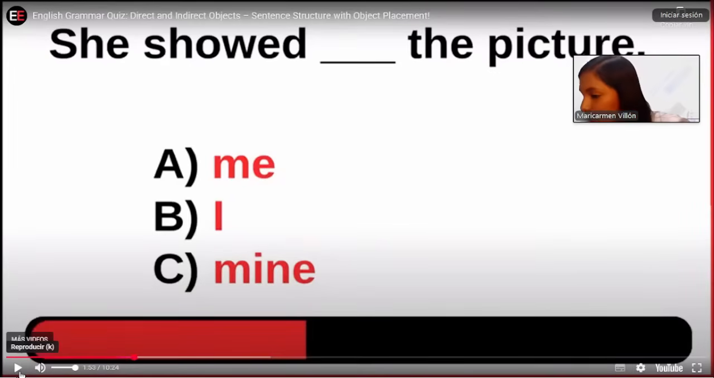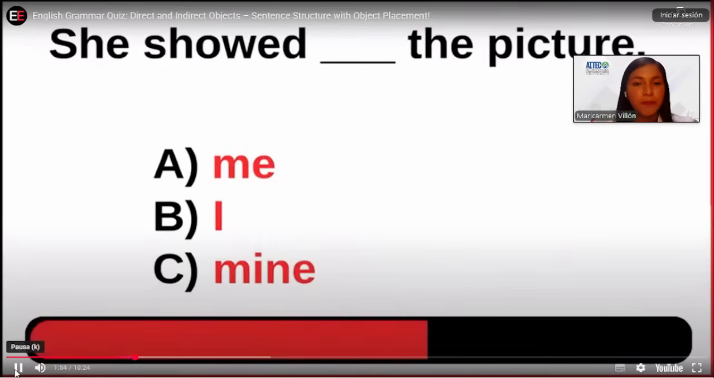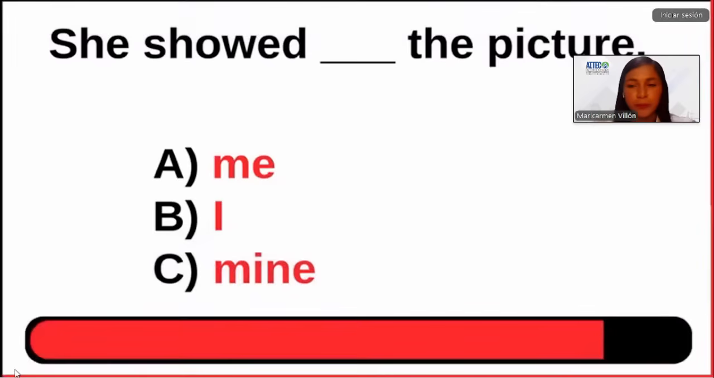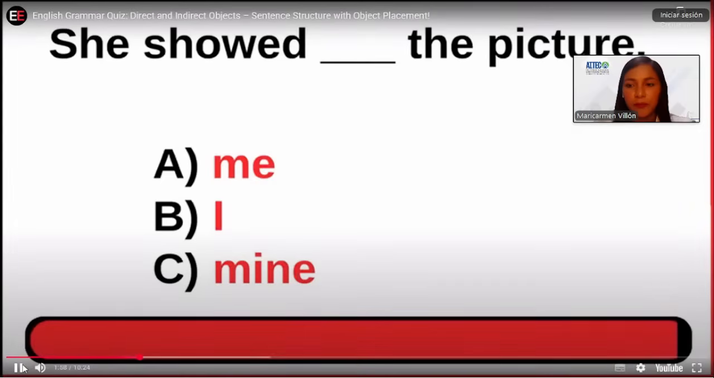Very good. Thank you, Ludi. Thank you. Vanessa, Andrea. Thank you, Veronica. Thank you, Lionel. Good. Thank you, Jocelyn and Santi. Hi, Isabel, Veronica. Thank you. Excellent. Very good, Catherine. Violet. So, she showed me the picture. Let's move on with the next one.